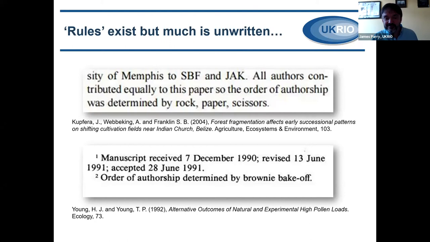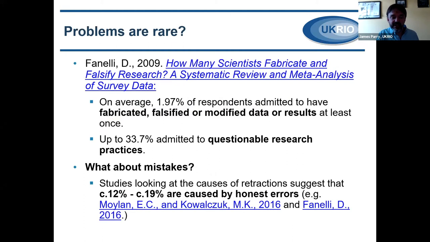So an assumption is that problems are rare. Mistakes and questionable practices are rare. Well, we have data showing that actually research misconduct is not rare. I've cited one meta-analysis here, there are many others. The studies and surveys seem to show that between 1-2% of researchers either have admitted to or have been caught doing research fraud in a relatively short space of time.